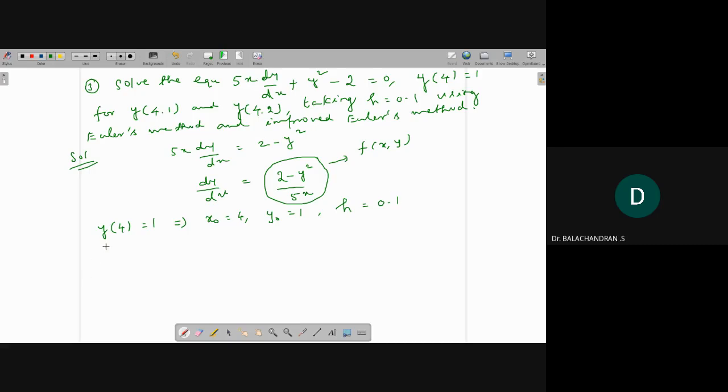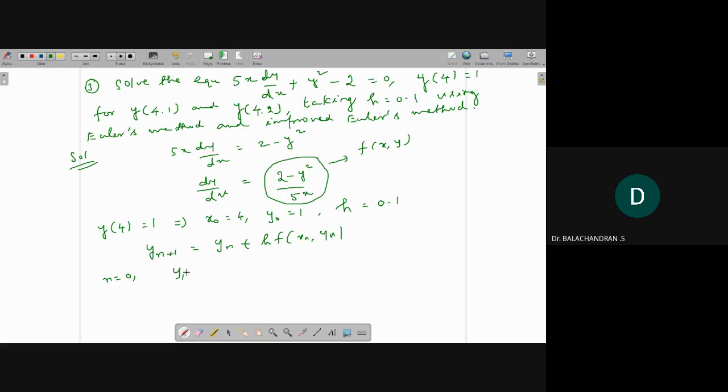First, I am going to use Euler's method. What is the formula for Euler's method? Please tell. yn plus 1 equal to yn plus h into f of xn comma yn. Yes, correct. Good. Thank you. Now substitute n equal to 0, you get y1.